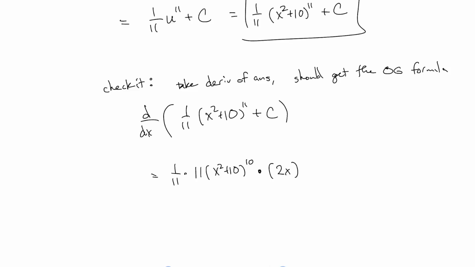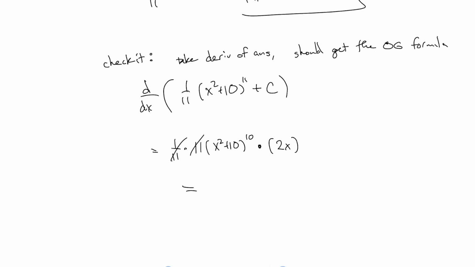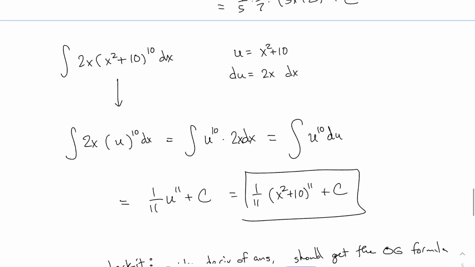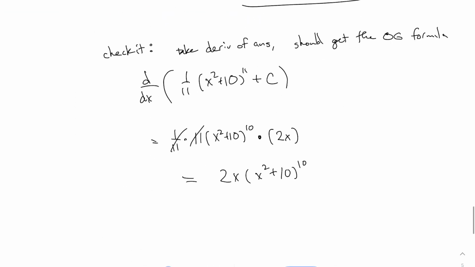All right. What is this? The 11ths will cancel on the front, 11 times 1 over 11. And so this is just 2x times x squared plus 10 to the 10. And this actually is equal to what we started with inside the integral, right? Story checks out.